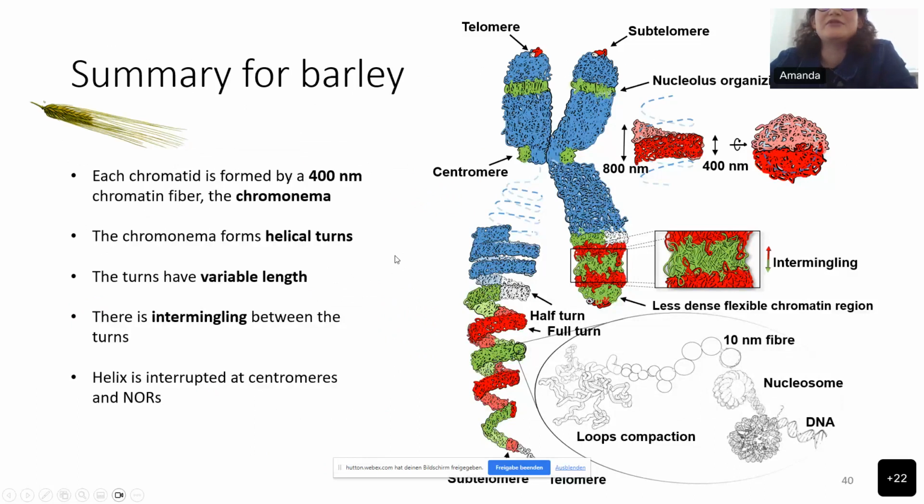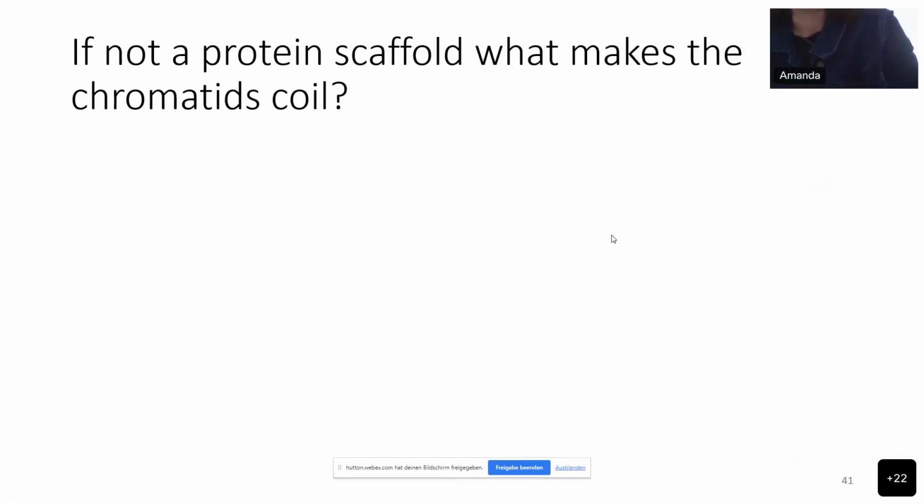So just making a summary for barley, you see this amount of turns that are variable along the chromatin arm, and the turn should be 400 nanometers, and these loops kind of intermingle. So we don't clearly see separated turns in the chromosome. So this was our conclusion from this study.